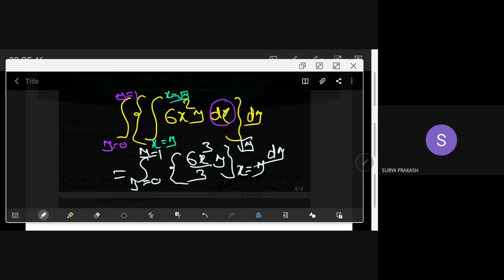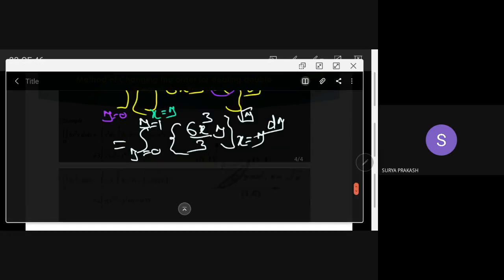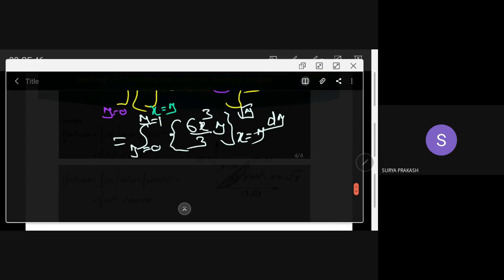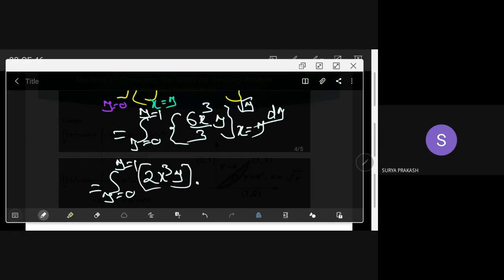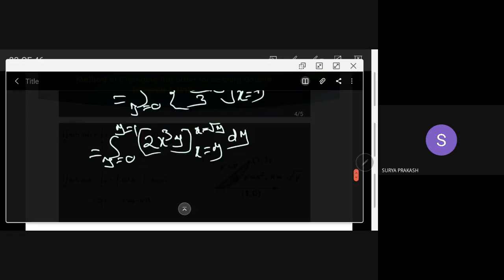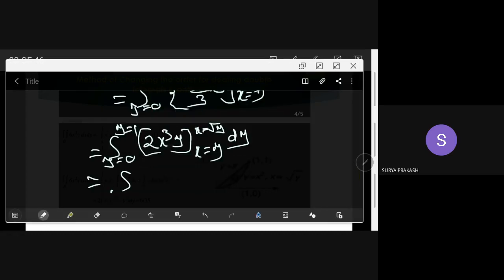So now, when you put it in, it is 2x cubed. So we further simplify this. It is y is equal to 0 to y is equal to 1, and you have the 2x cubed y here, and our x limits are x is equal to y to x is equal to root y here. So this is dy. So what is this? When you put in the limits, this is y is equal to 0 to 1.